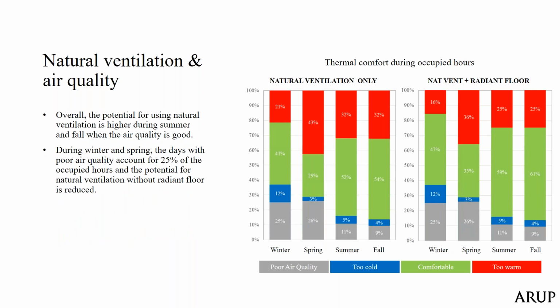And then this is a similar picture, but just split by season. I thought it was interesting because we talked about the winter conditions in the climate and how the pollution level is worse, and we could see it here as well, where in winter it's more like 25% in the poorer quality situation. In the summer and in the fall it's much lower, so there is more potential for actually using natural ventilation during that time.